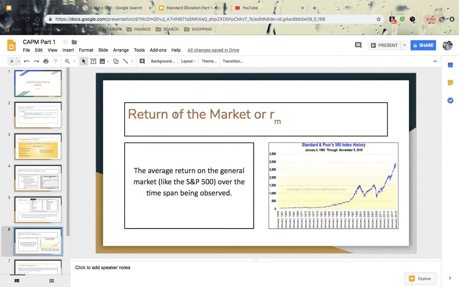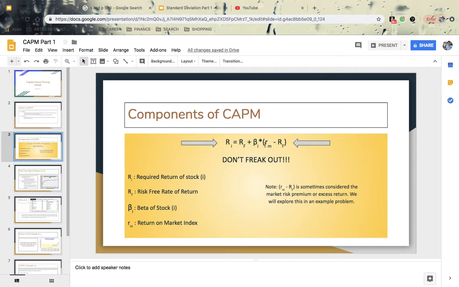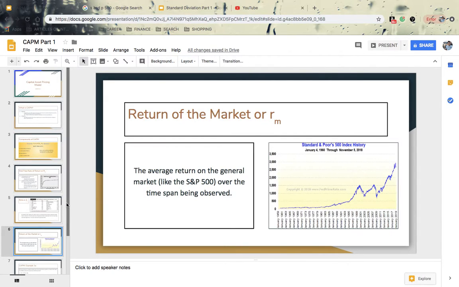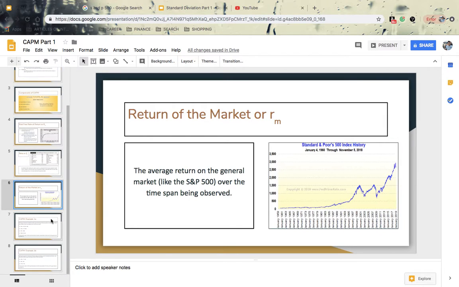The return of the market, or RM, this is pretty simple. That's this little guy right here. The return of the market is the average return on the general market, like the S&P 500, like we said earlier, over the time span being observed. So if we're trying to do a CAPM formula for a 1-year period, you're basically taking the average return of the market for that year. Or if it's over a 6-month time span, or over a 5-year time span, you're going to take the average return of the market. So that's what that is.